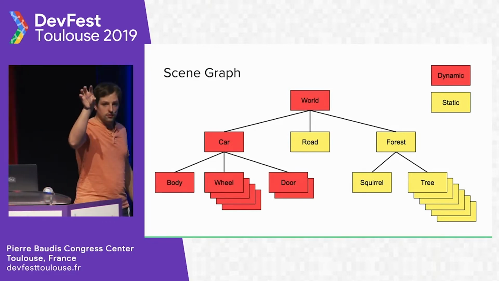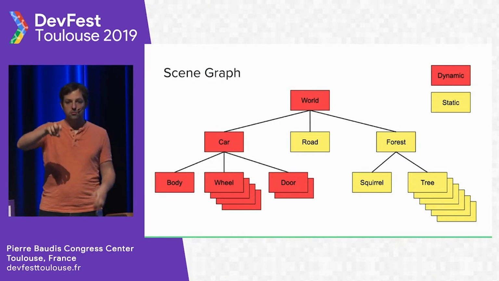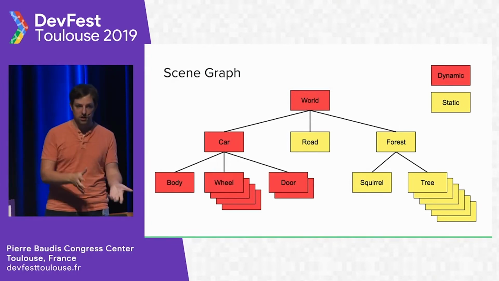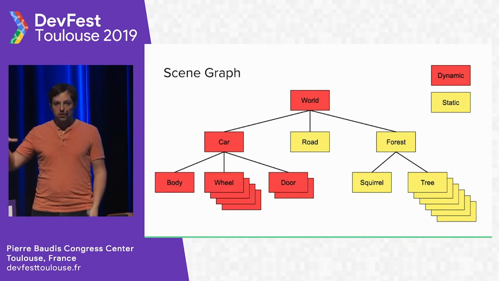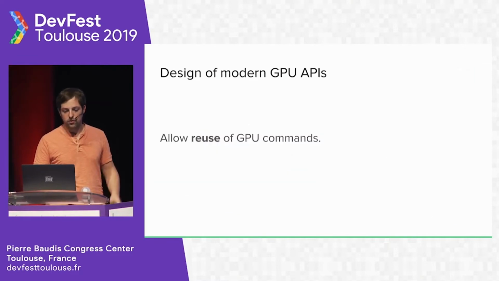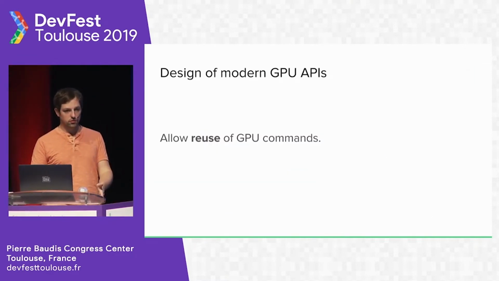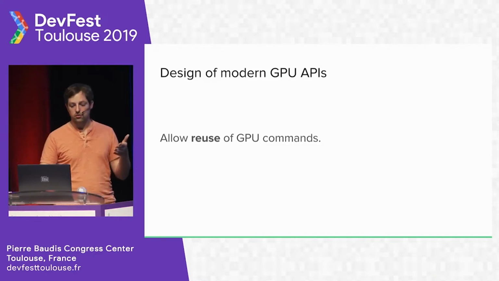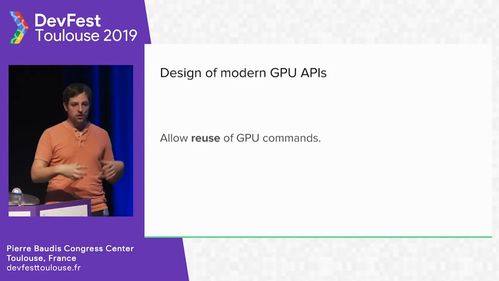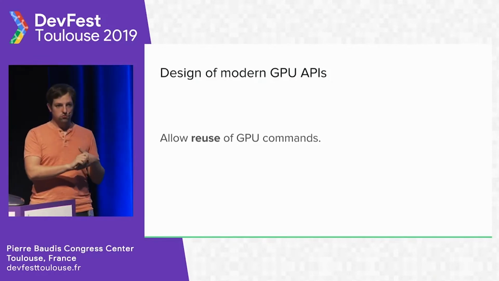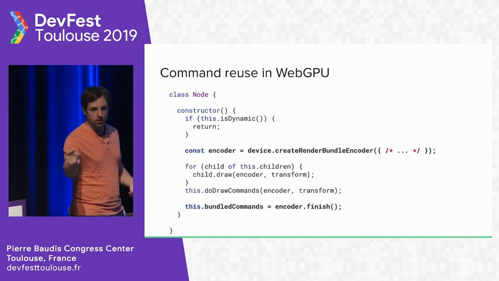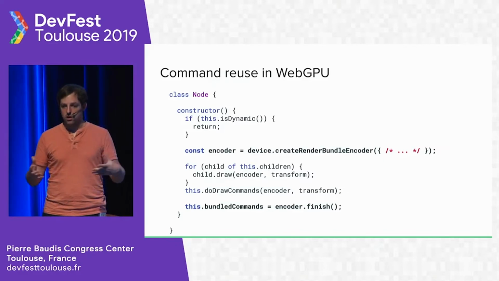Here, the world is dynamic because the car is dynamic, because its components can change in reaction to things like crashing in a tree. However, the background just is always going to be the same. So one core design of modern GPU APIs is to also allow the reuse of GPU commands. So the same way we were creating pipeline and resource group objects while we were loading the application, we can create bundles of commands that we can replay instantly later during the gameplay.